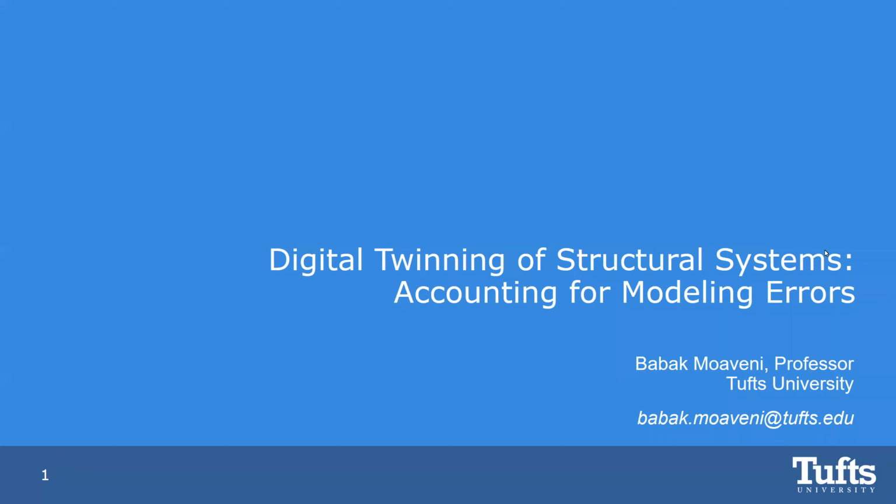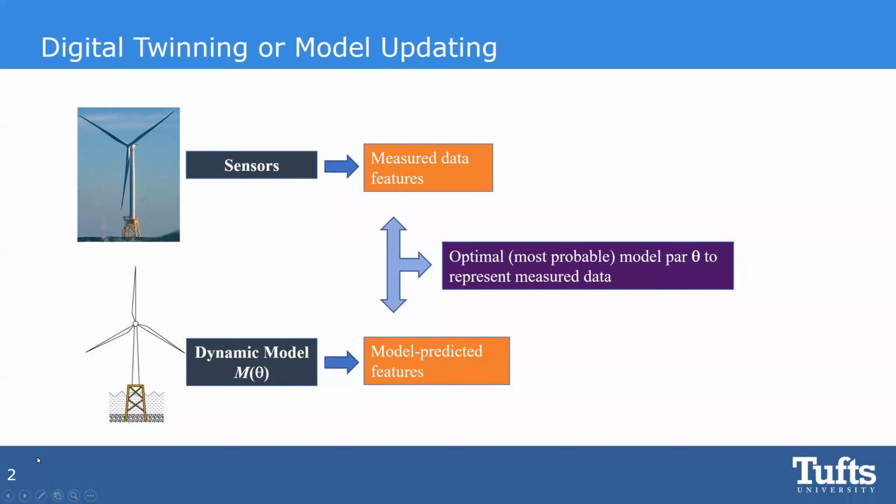The title of my presentation is Digital Twinning of Structural Systems. My focus is accounting for modeling errors and quantifying the uncertainties. So what is this digital twinning?